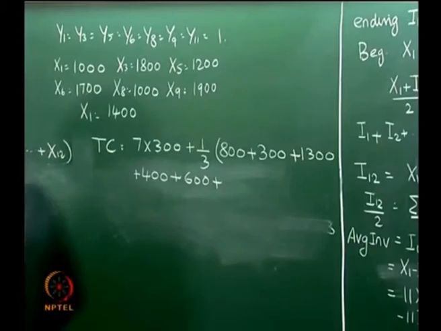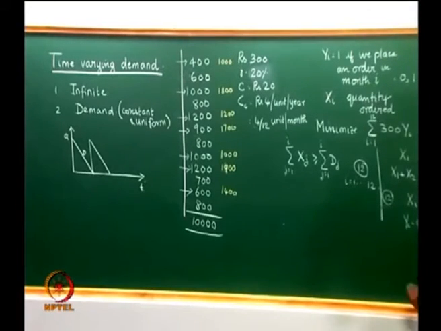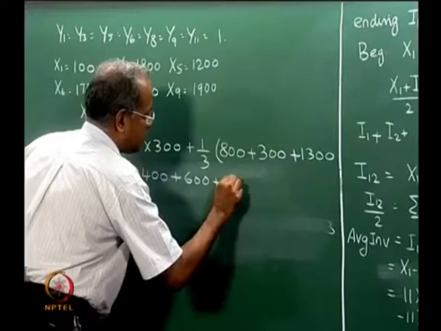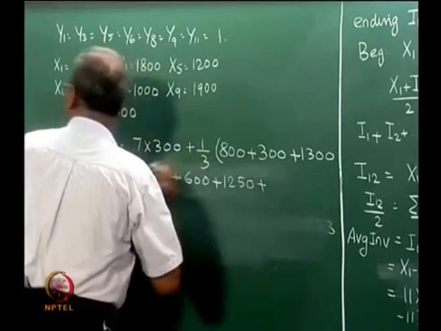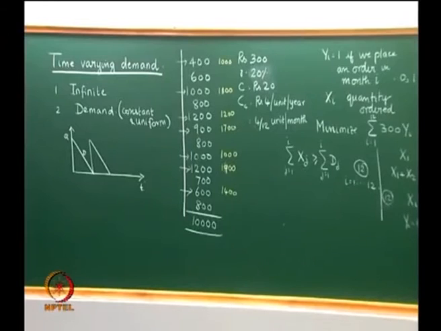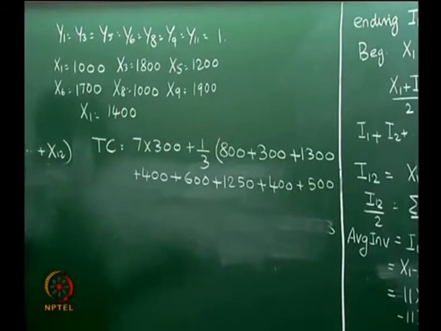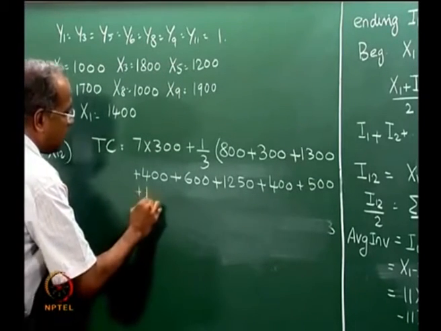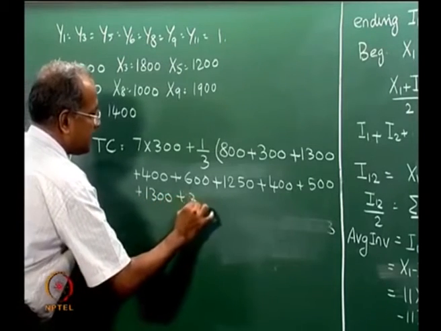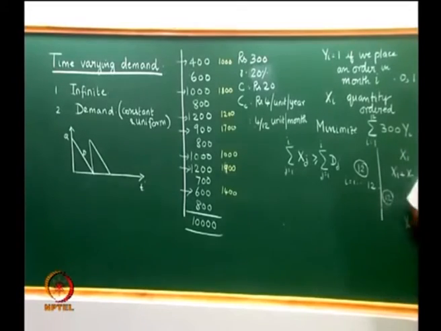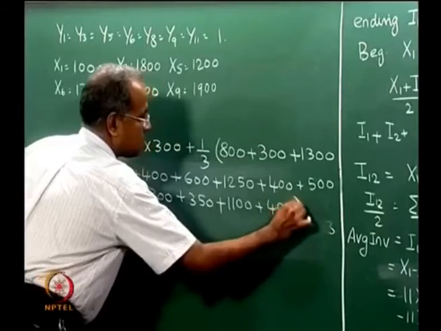6th month 1700 plus 800 divided by 2, so 1250. 7th month will be 400, 8th month will be 500, 9th month is 1900 plus 700 divided by 2, 1300, 10th month is 350, 11th month is 1100 and 12th month is 400.